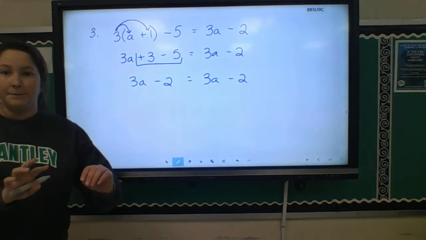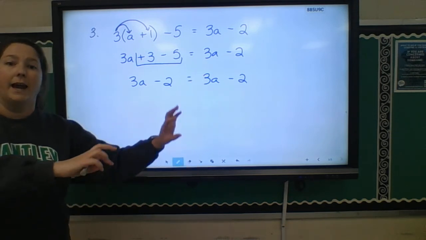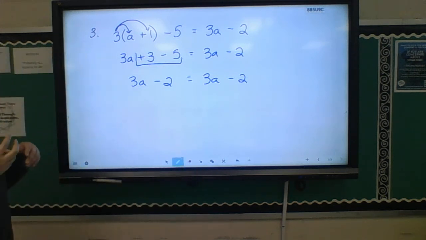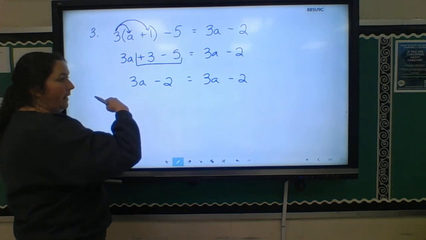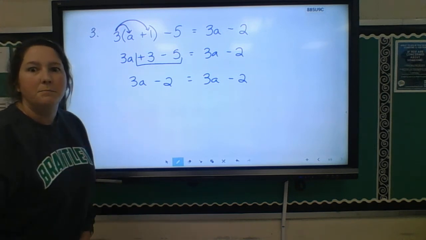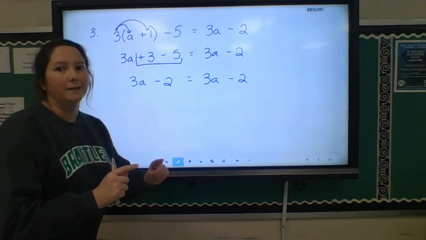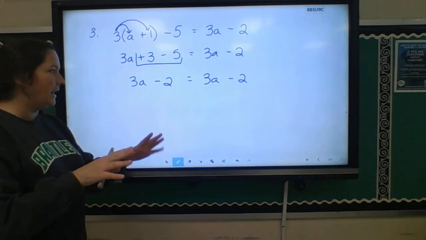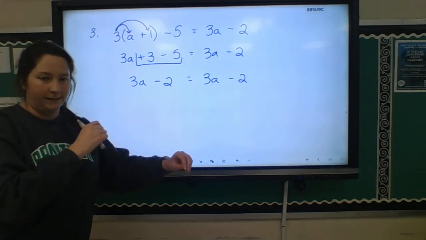Same concept. It's got variables on both sides, and it has constants on both sides. So I've got to move my variable to the left side. What if you're like, Miss Beck, I want to move my variable to the right side? Well, go for it, sweetie. That's fine. It doesn't matter what side you move it to, as long as you're consistent.